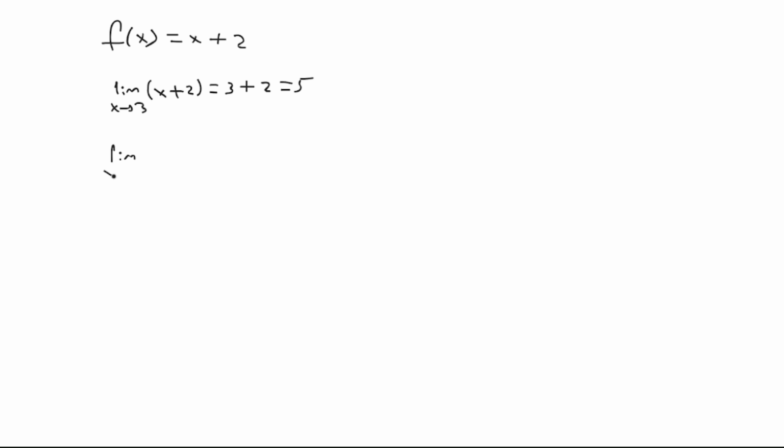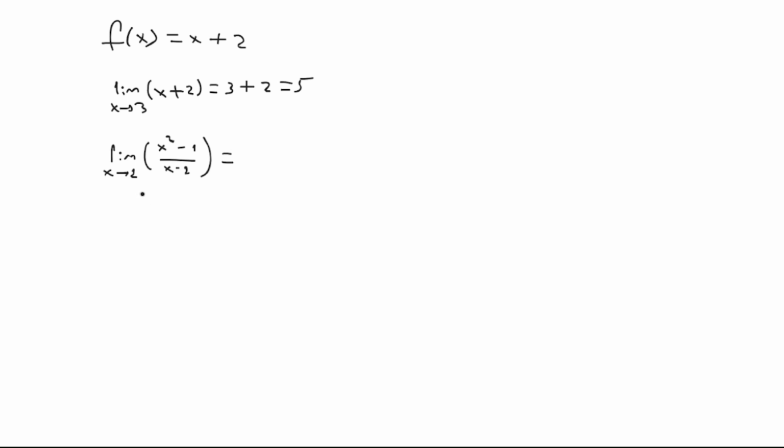Limit as x approaches 1 of x squared minus 1 over x minus 1. What should we do? We can't directly substitute 1 into this equation, because if we do so, then we get 1 minus 1 over 1 minus 1, which is 0 over 0, and this is undefined because we cannot divide any number by 0. So what should we do here?